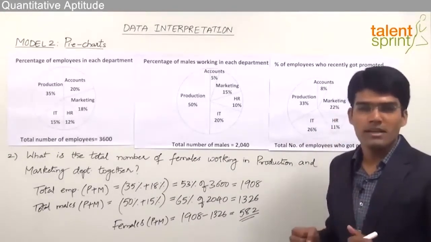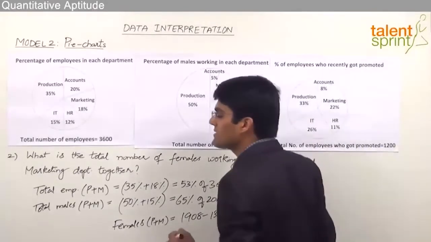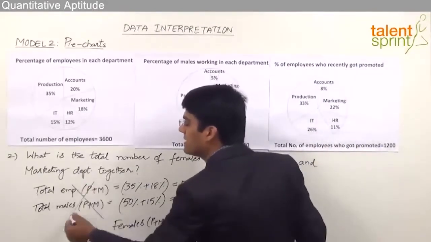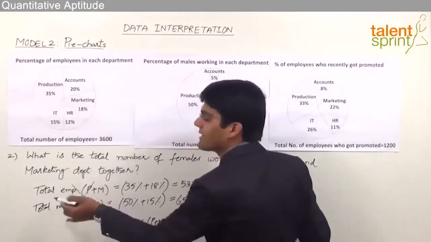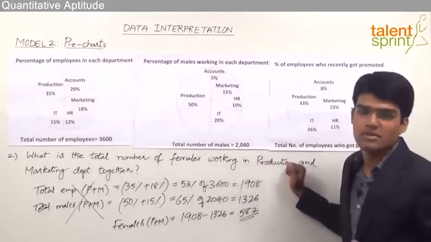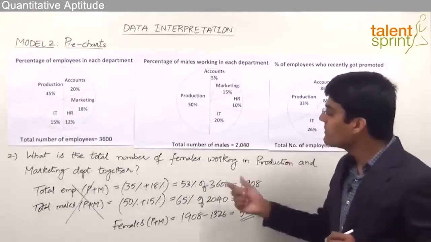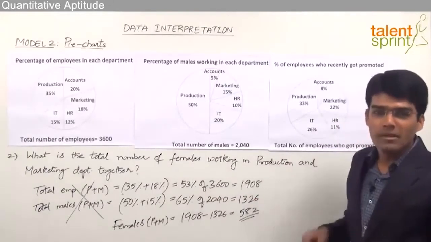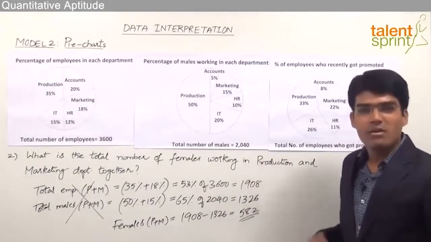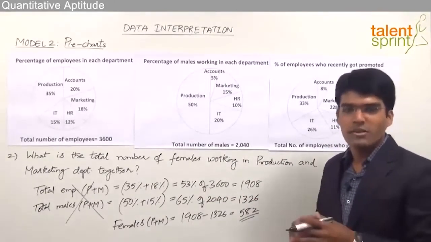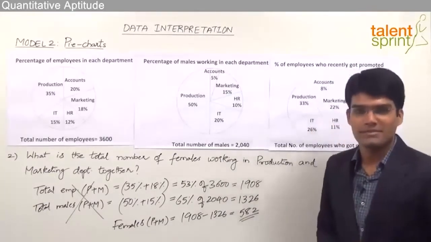And one more point to be understood here is, while doing these calculations in the exam, do not write all these things: total employees in production and marketing, total males in production and marketing, and waste your time. You should be directly able to pick up the numbers, play with them and get the required answer. Avoid writing the number of steps. Cut short the number of steps so that you can get the answers as quickly as possible.